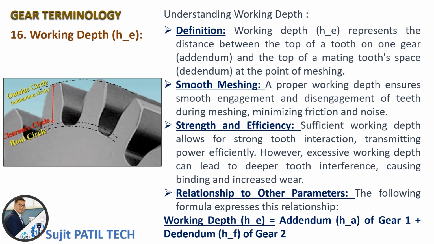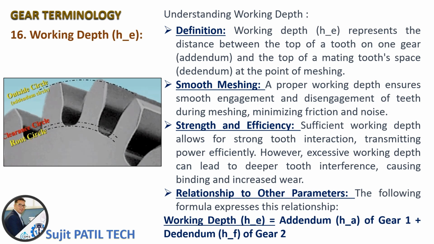Smooth meshing. A proper working depth ensures smooth engagement and disengagement of teeth during meshing, minimizing friction and noise. Strength and efficiency. Sufficient working depth allows for strong tooth interaction, transmitting power efficiently. However, excessive working depth can lead to deeper tooth interference, causing binding and increased wear.